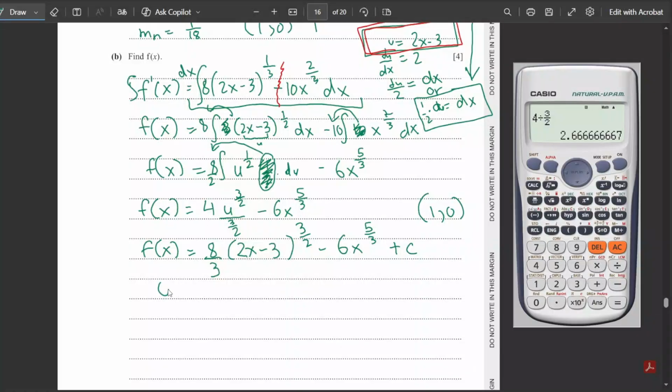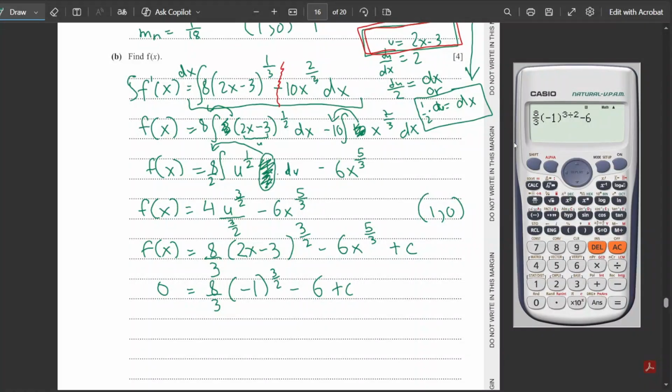So f of x is going to be 0, and then it's going to be 8 by 3 times 2 times 1, which is 2. 2 minus 3 is going to be minus 1. So you're going to have minus 1 over here, to the power 3 by 2, minus 6 times x, where x is 1, and 1 raised to the power 5 by 3 is just going to be 1, so you're just going to have 6 over here, and plus c. So let's solve this part out. We're going to have 8 divided by 3 times negative 1 raised to the power 2 divided by 3. Oh, sorry, it's 3 divided by 2, and then minus 6. Oh, it's giving me a math error. Did I do something wrong? I think I may have done something wrong.